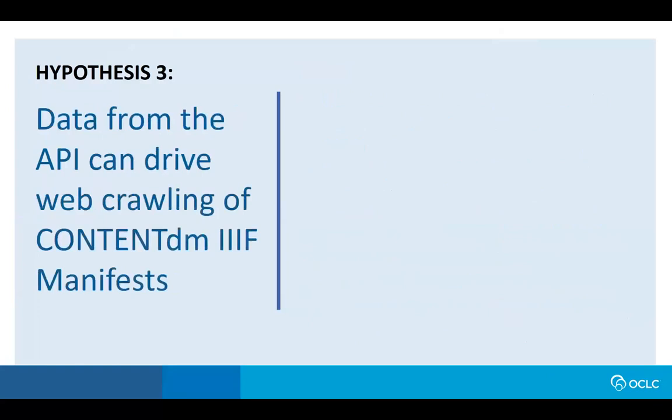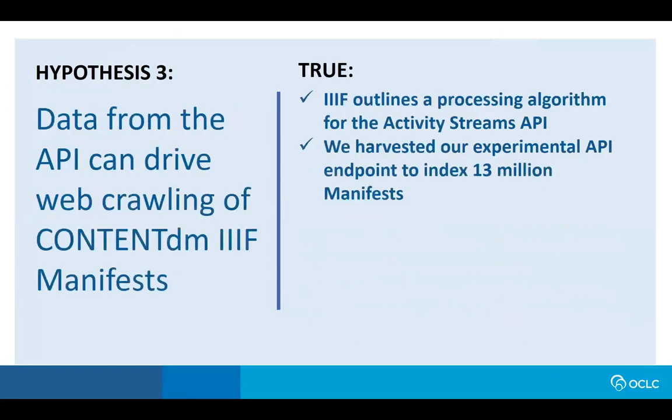So then, what can we do with the API? How can we use it to crawl an entire set of repositories? IIIF, as part of the Change Discovery API, outlines that crawling mechanism. So how do I go through an entire feed and assemble all of those materials? We did that. And we used that approach to harvest a total of about 13 million records. So it's a lot. It's basically all of the images in ContentDM today. So that worked well.